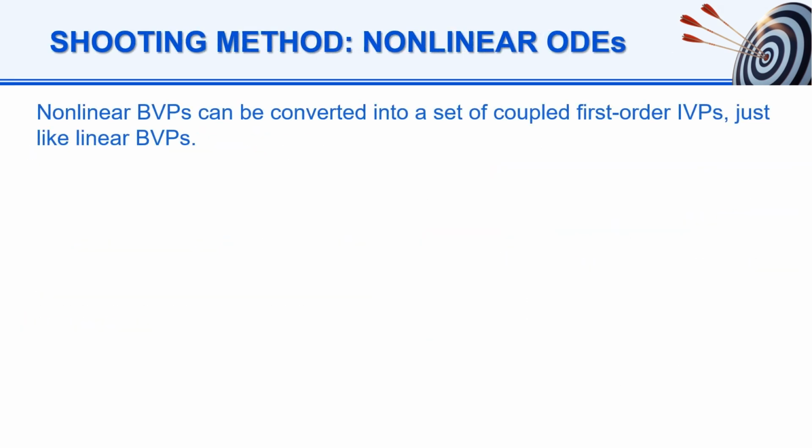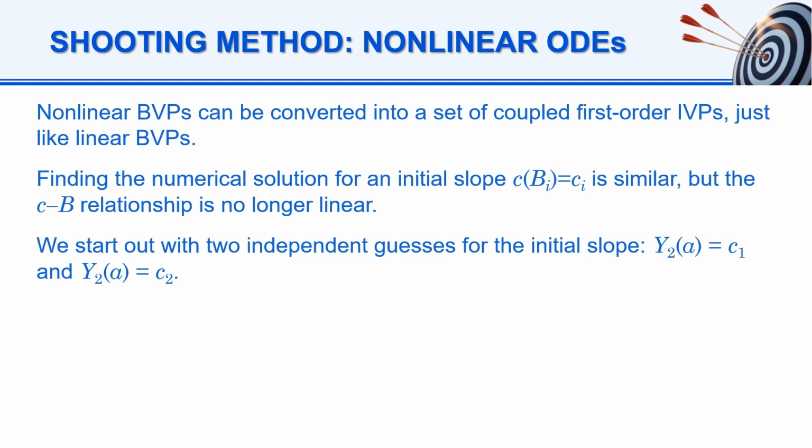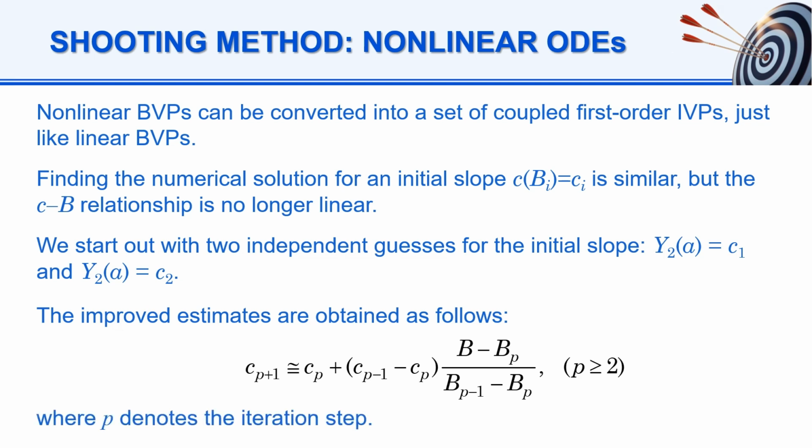Nonlinear boundary value problems can be converted into a set of coupled first-order initial value problems, just like linear boundary value problems. Finding the numerical solution for an initial slope is similar, but the CB relationship is no longer linear. We start out with two independent guesses for the initial slope, Y2A equals C1 and Y2A equals C2. The improved estimates are obtained as follows, where P denotes the iteration step.